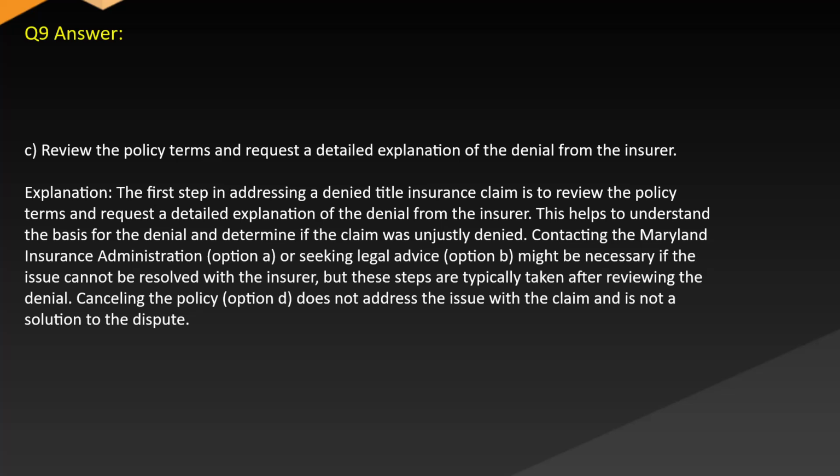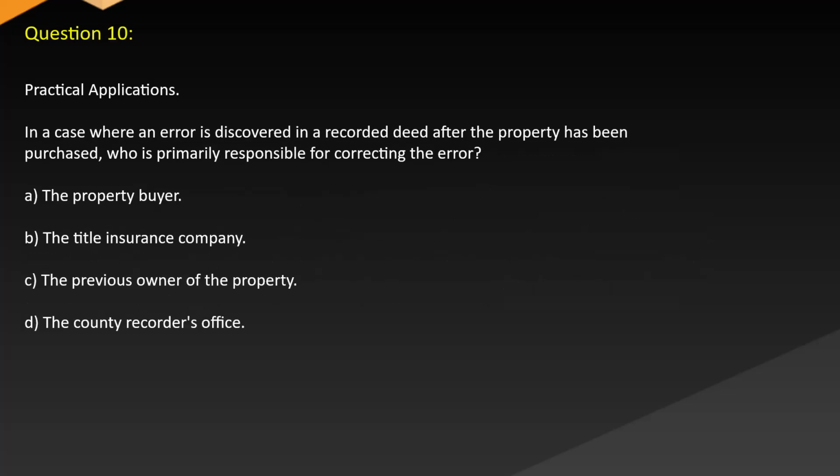Answer: C. Review the policy terms and request a detailed explanation of the denial from the insurer. Explanation: The first step in addressing a denied title insurance claim is to review the policy terms and request a detailed explanation of the denial from the insurer. This helps to understand the basis for the denial and determine if the claim was unjustly denied. Contacting the Maryland Insurance Administration, Option A, or seeking legal advice, Option B, might be necessary if the issue cannot be resolved with the insurer, but these steps are typically taken after reviewing the denial. Canceling the policy, Option D, does not address the issue with the claim and is not a solution to the dispute.